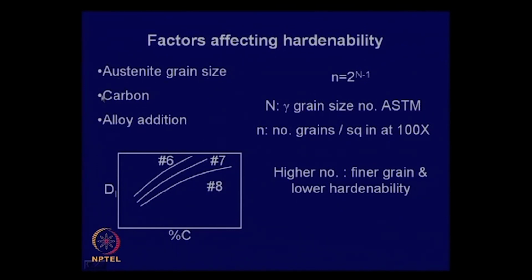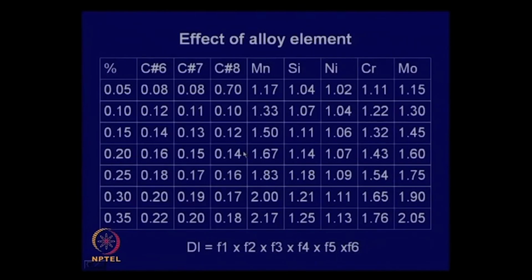So, only two factors can improve hardenability: increasing carbon content, and increasing alloy addition. Now, if you look at the effect of alloy addition on hardenability, these are all empirically derived results. I have taken this from a handbook. This column gives weight percent carbon, and I have given approximate values for different austenite grain size numbers.